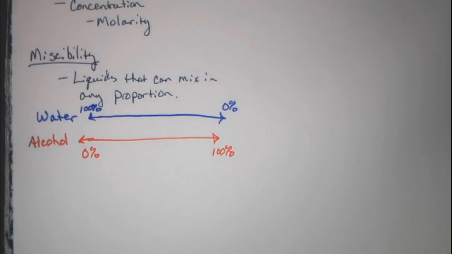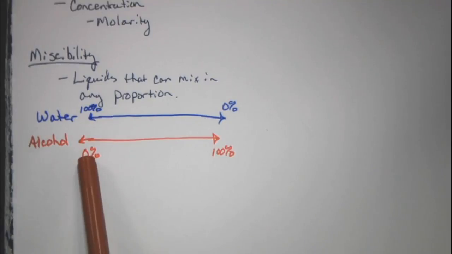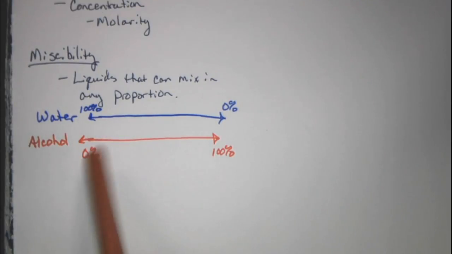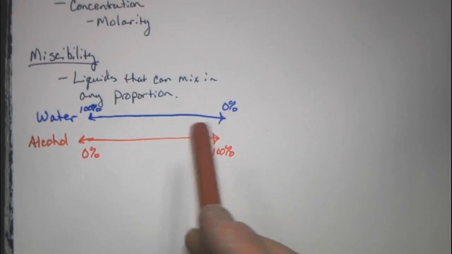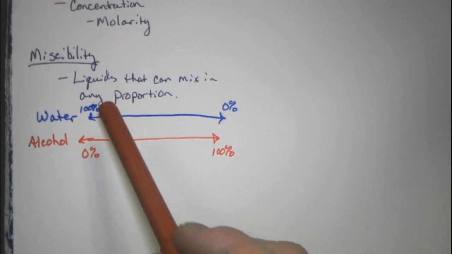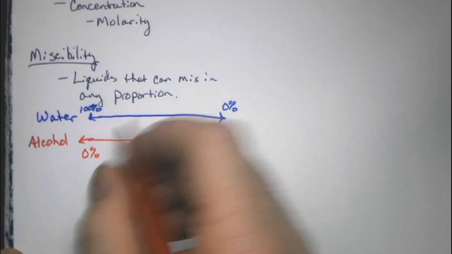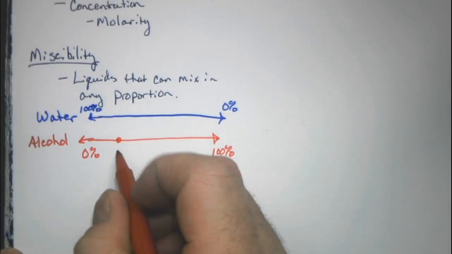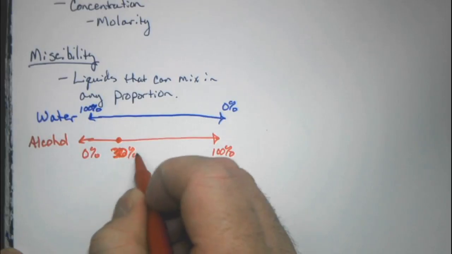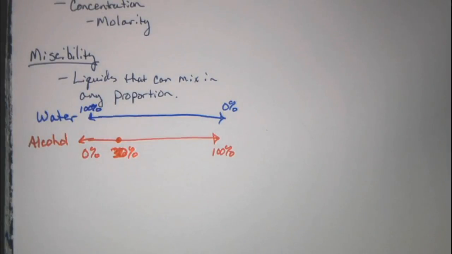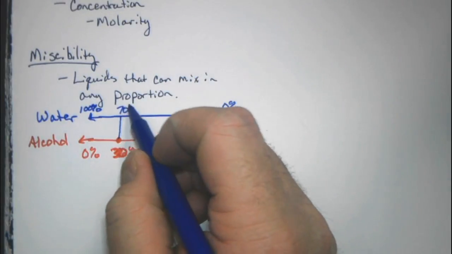And so, water and alcohol can completely dissolve into each other regardless of how much there is of the two materials. So you can have, well, obviously you can have 100% water, 0% alcohol, but let's say you change your proportion here and you do like a 30% alcohol, which then would make it how much water? 70%.